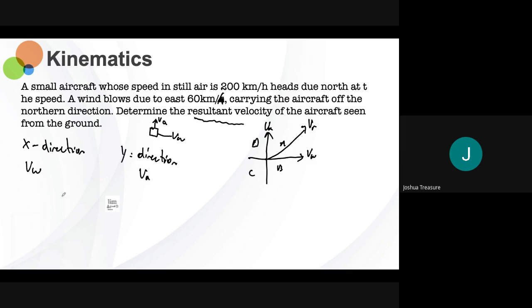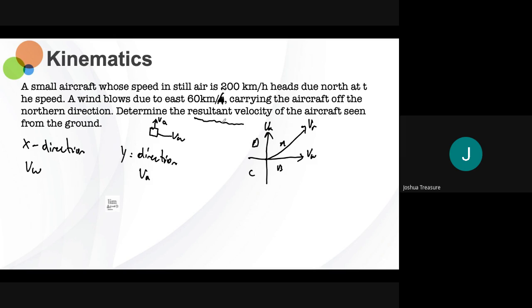Now, I want to find VR, the resultant velocity. How do you go about doing that? VA square plus. Go again. Your mic is low. I am not here. Hello? How do we calculate VR? What's the first step in calculating VR?